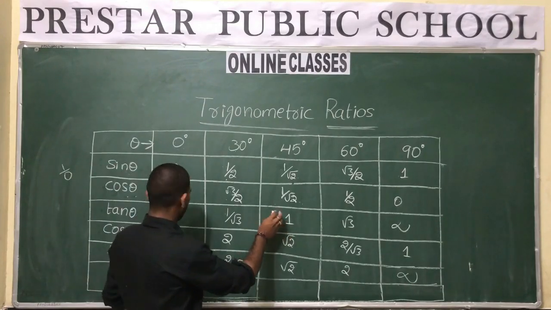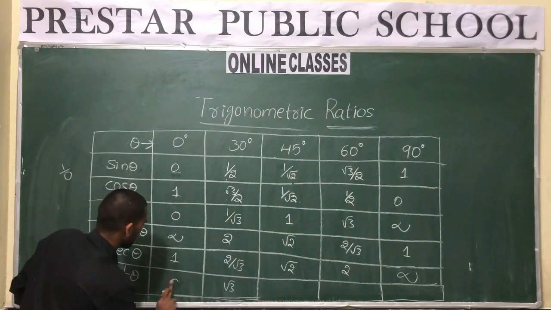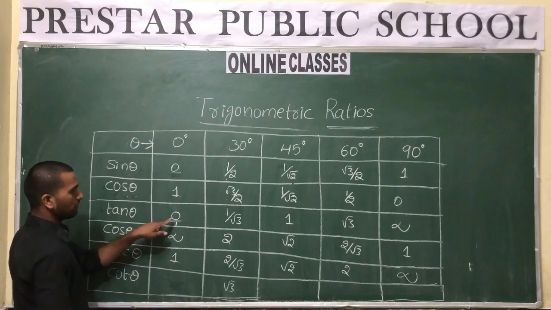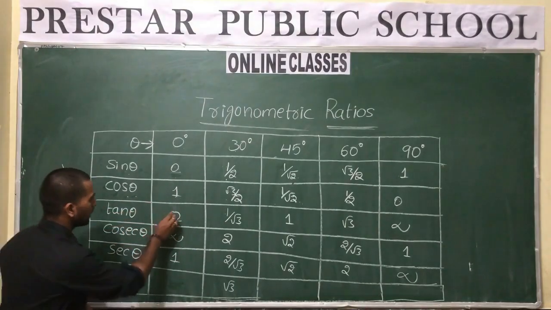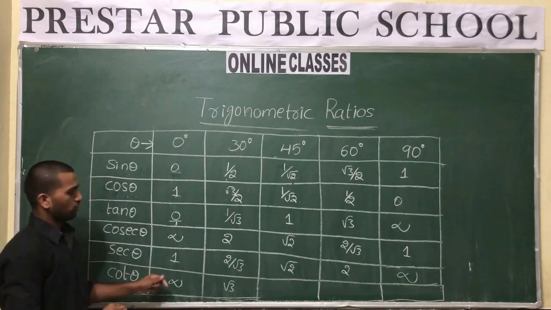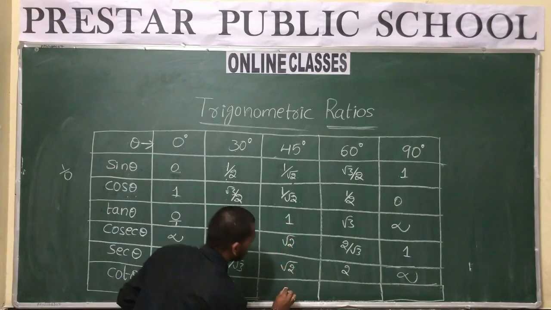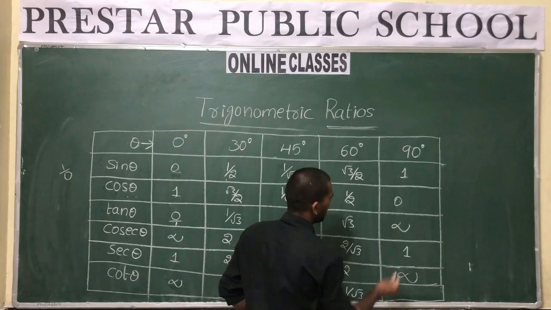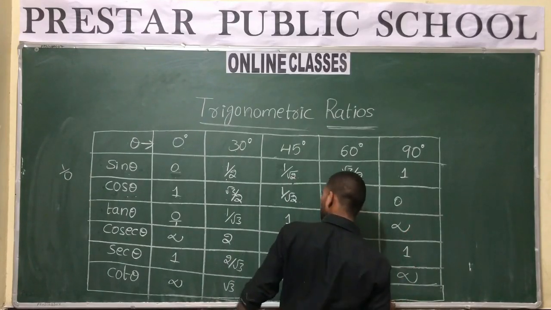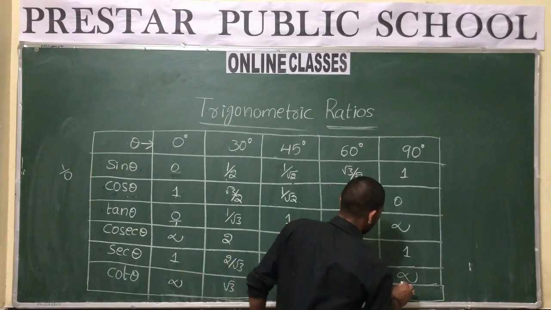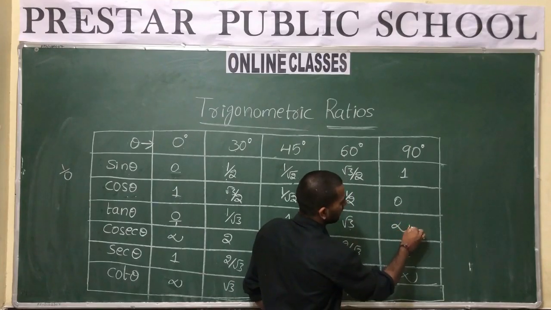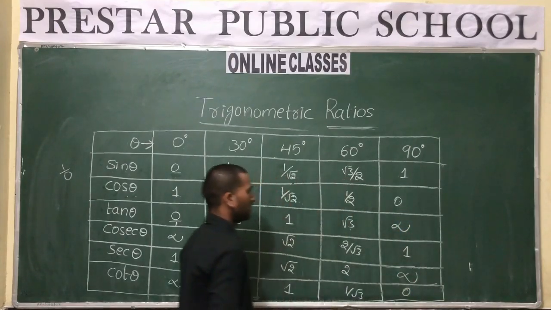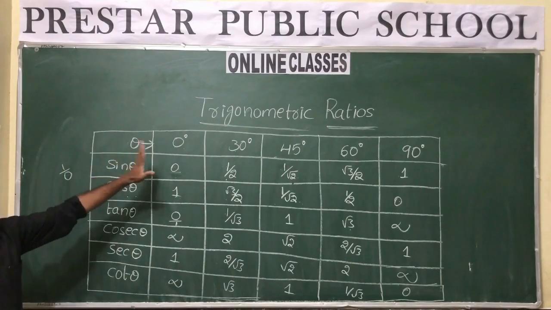Next, 0 upon 1 is the value of tan theta, and the reciprocal of 0 upon 1 is 1 upon 0, undefined. Next, as it is 1, it becomes 1 upon root 3. Next, we take cot 90, yes or no? If tan 90 is 1 upon 0, then cot 90 becomes 0. So we got all the values.